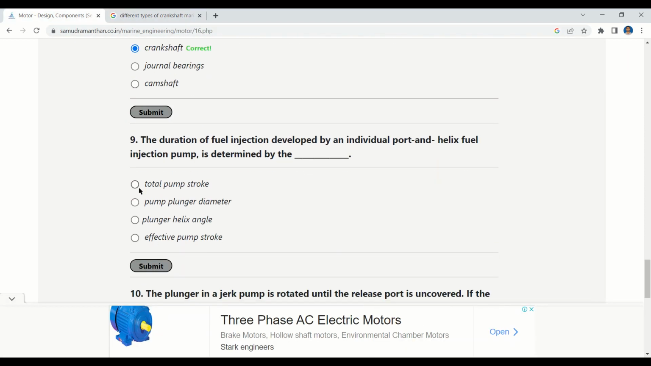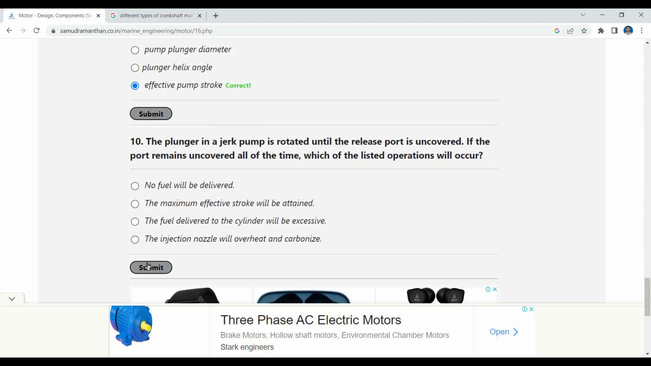Our next question is: the duration of fuel injection developed by an individual port and helix fuel injection pump is determined by the, and the options given are total pump stroke, pump plunger diameter, plunger helix angle, effective pump stroke, and the correct option should be effective pump stroke.